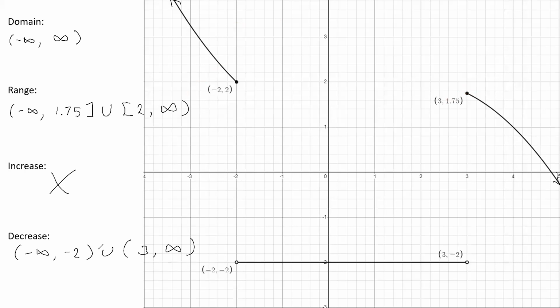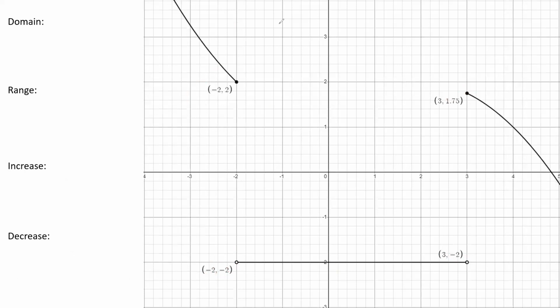All right, and our interval of constant will just be this big flat line right here. So this goes from x value negative 2 to x value 3. So if we can just write that down. Negative 2 to 3. All right, so that's this one taken care of. Let's move on to the next one.